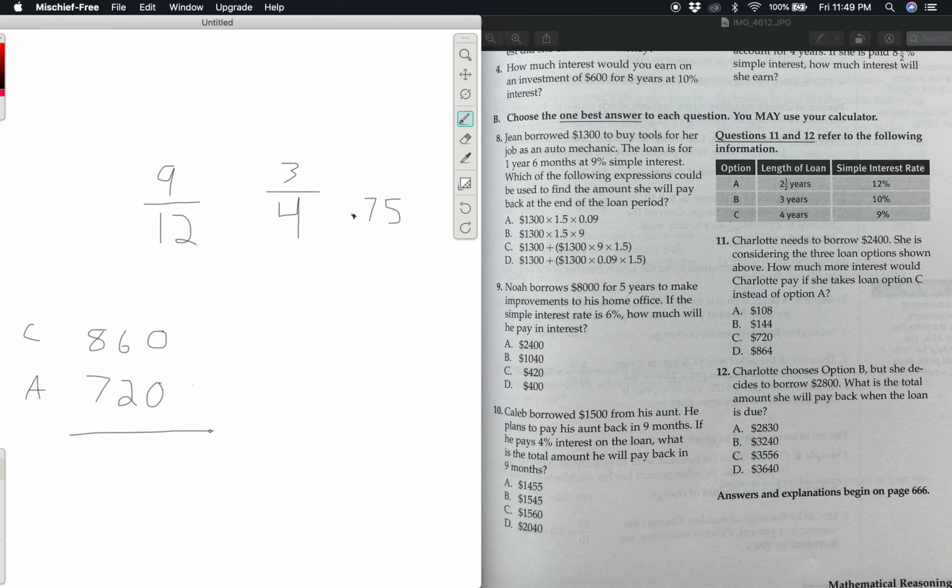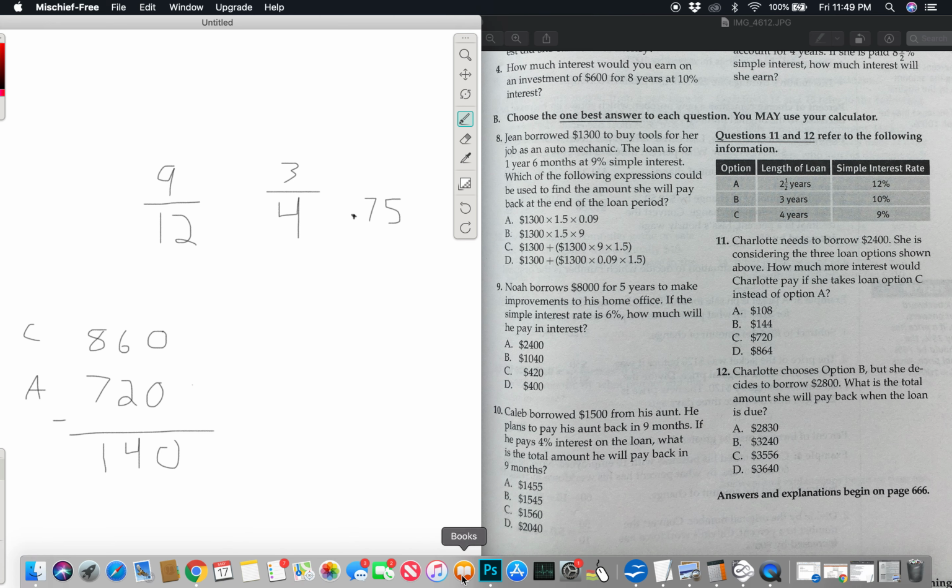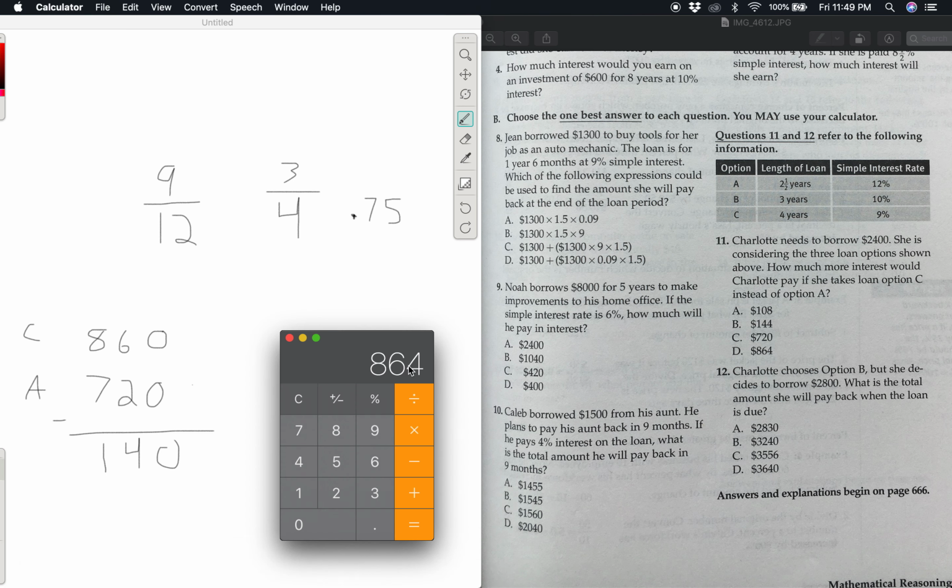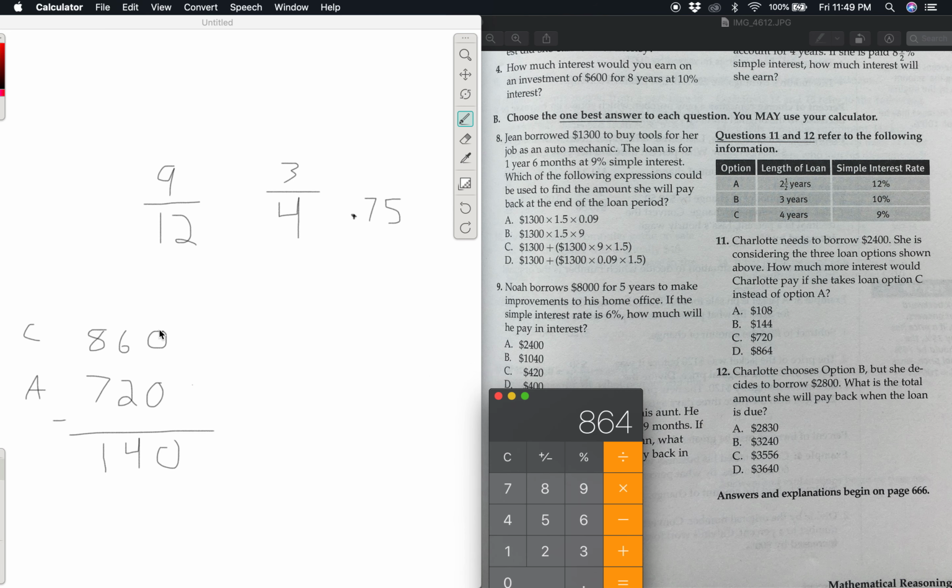So of course we just need to subtract. 0 minus 0 is 0. 6 minus 2 is 4. 8 minus 7 is 1. And there's not that option there. So I think, yeah, I did something wrong here. Let me see. 864. That's the issue. This is supposed to be 4. So 4 minus 0 is 4. So there we have it. It's option B. Saves $144.